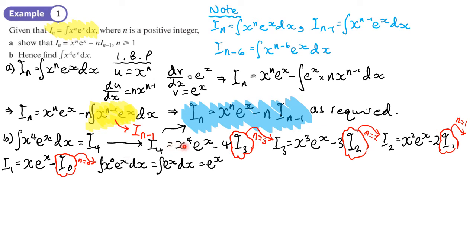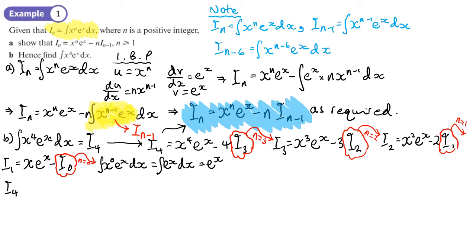Now, the rest of the question is algebraic. We need to take care because now we need to substitute. So substitute e to the x here. Then substitute I sub 1 with this. Then substitute I sub 2, not I to the 1, but I sub 1. Then substitute I sub 2 with this. And we're going to keep substituting. So this is where we need to be careful.